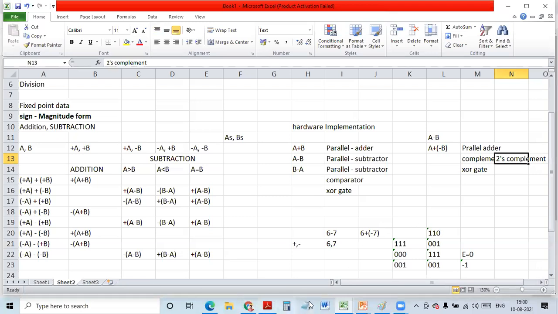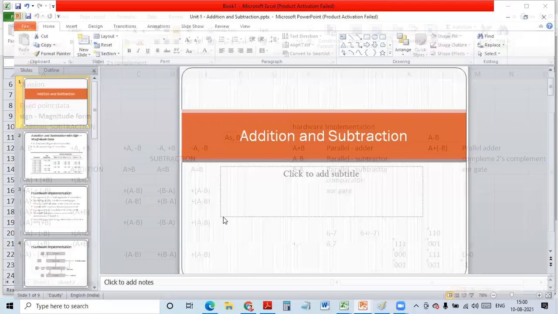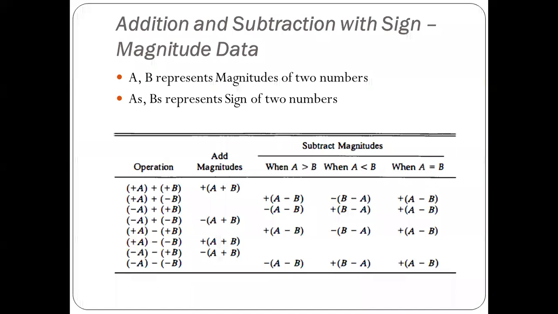Let's summarize this. Now we are seeing the algorithm for addition and subtraction with sign magnitude data. A and B represent the magnitudes of two numbers. AS and BS represent the signs of the two numbers. If your numbers are n bits wide, A and B are n minus 1 bits wide, because the most significant bit we are separating as the sign and using it separately.